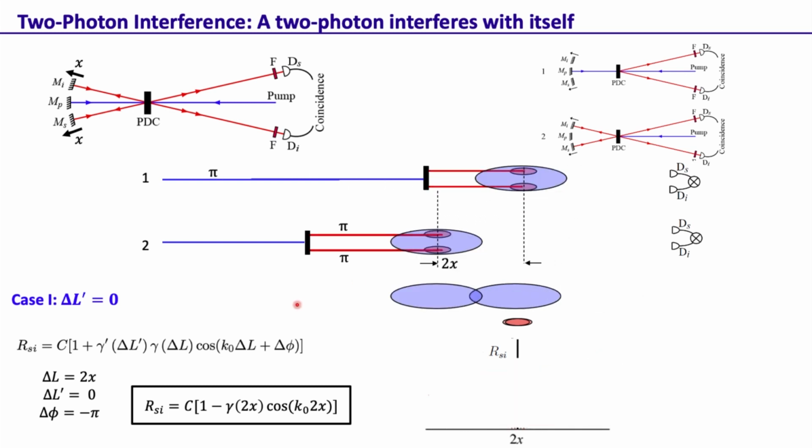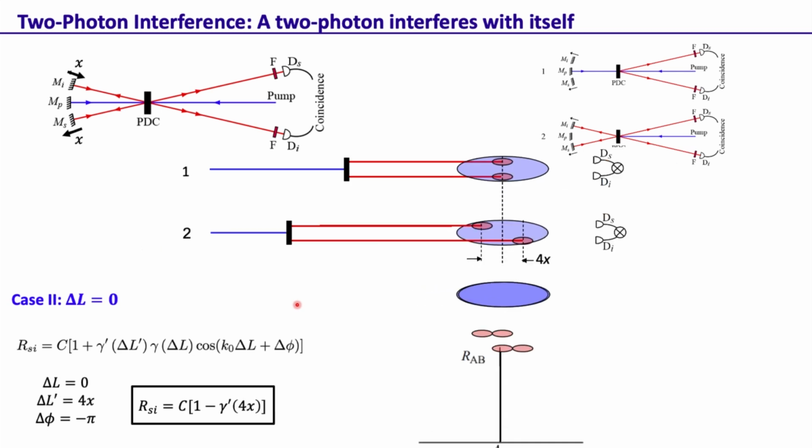Let's look at another experimental situation where we have delta L as 0, and this we can achieve by making sure that from the balanced position we move these two mirrors by the same amount but in opposite directions. Then one can show that delta L is 0 because the midpoints remain wherever they are. Delta L prime becomes 4x, delta phi remains minus pi, and the coincidence count rate in this case is 1 minus gamma prime of 4x, so no interference in this case.